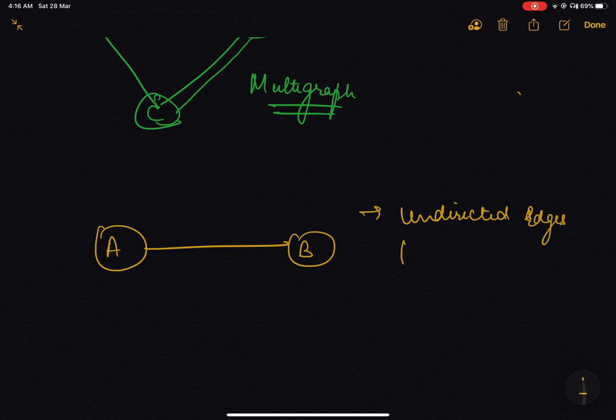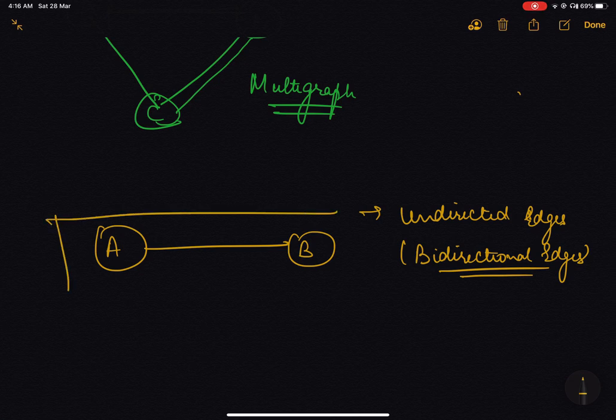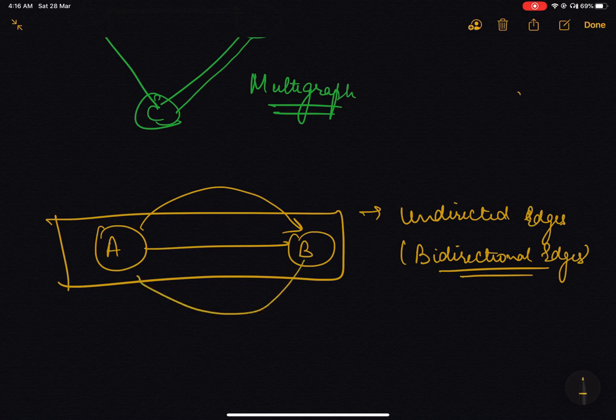Also, they are known as bidirectional edges. What bidirectional basically means is that, in this particular edge, there is a relation from A to B as well as there is a relation from B to A.